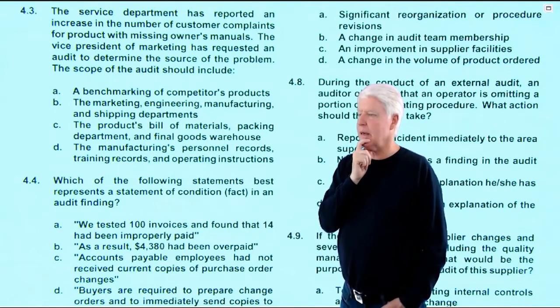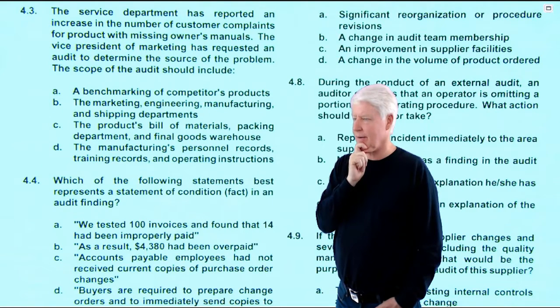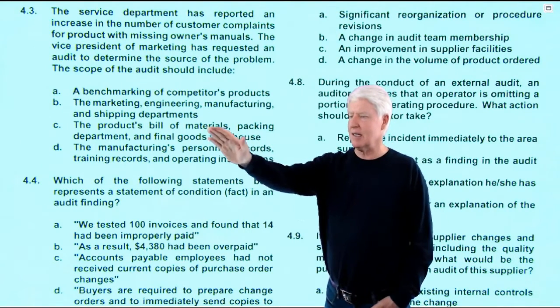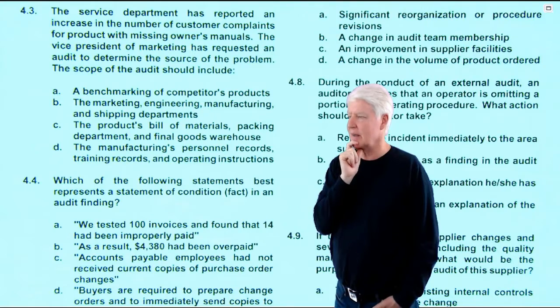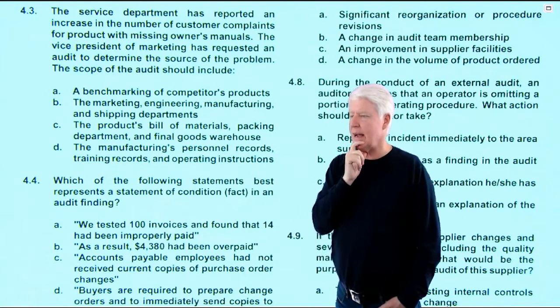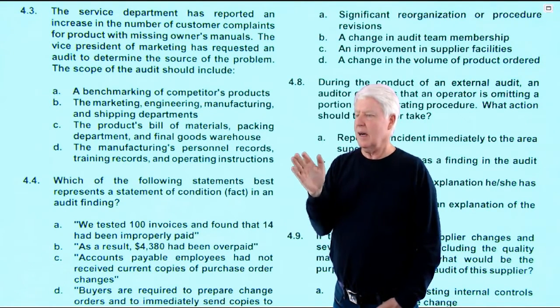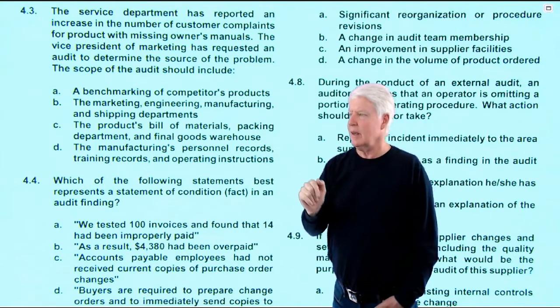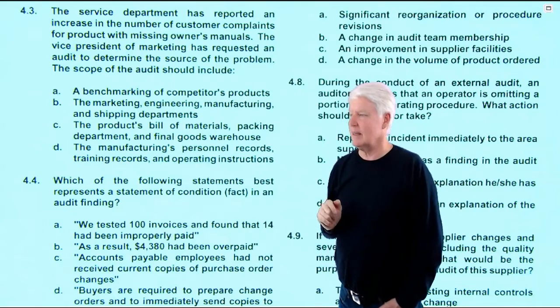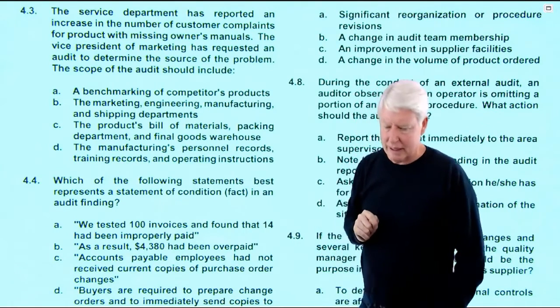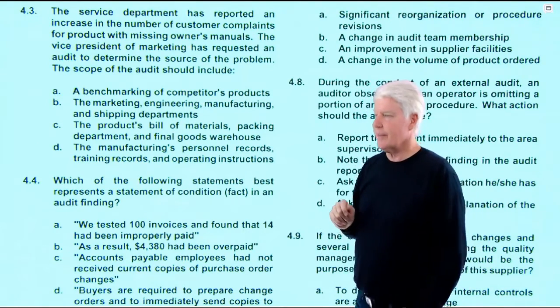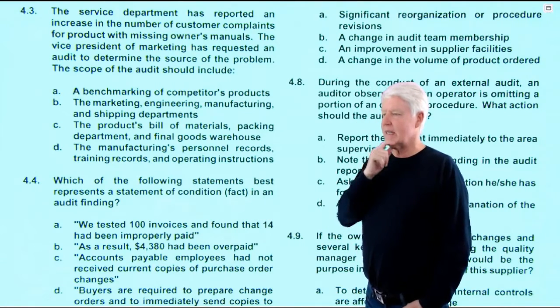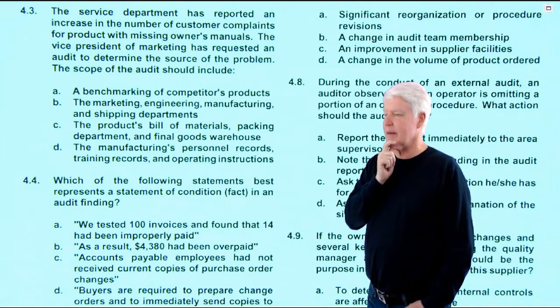The product's bill of materials, packing department, and final goods warehouse. Yes, I'd suspect this is where the problem's taking place. So I like C better than I like A and B, so they're gone. D, the manufacturing personnel records, training records, and operating instructions. No, this is blaming more on the people. I'm looking at the process better. So I think C is in best alignment to be correct. So 4.3, is it C? Yes, it is.